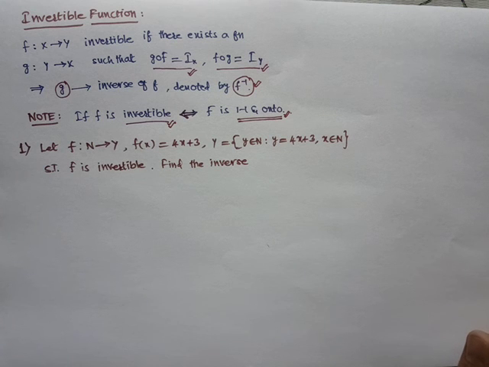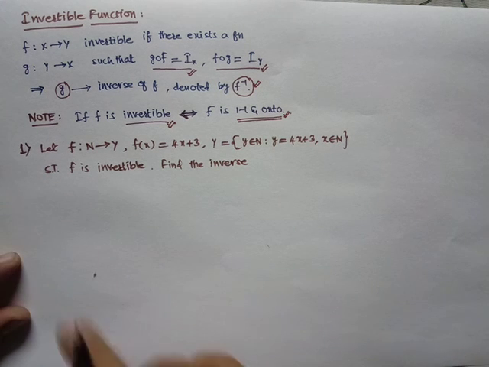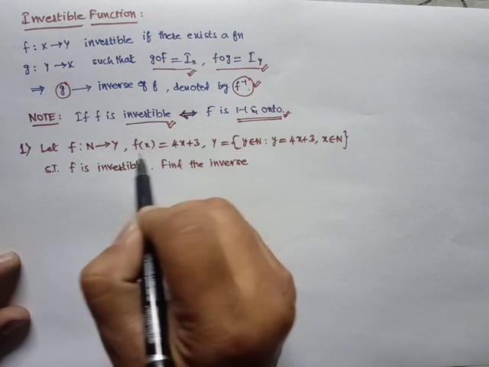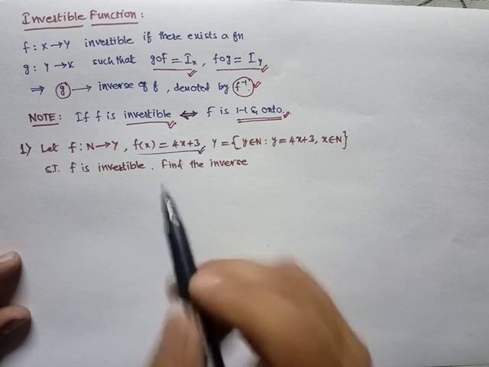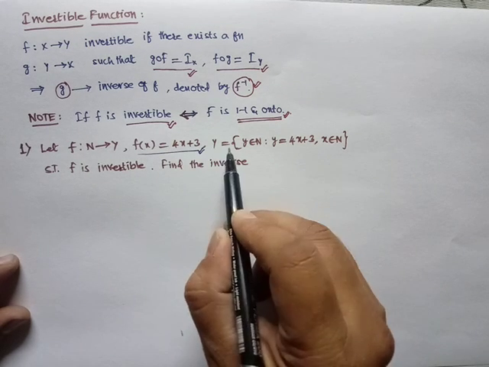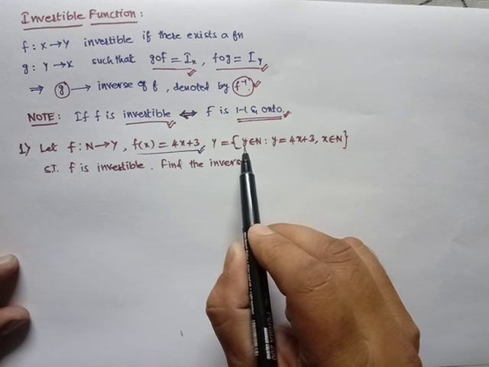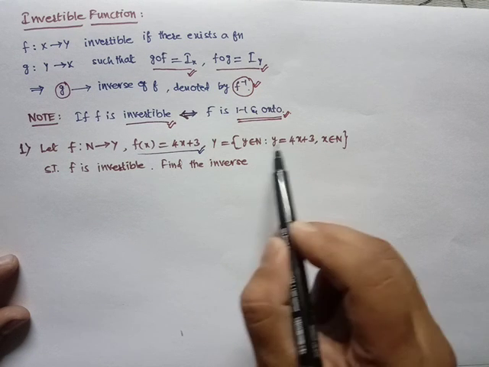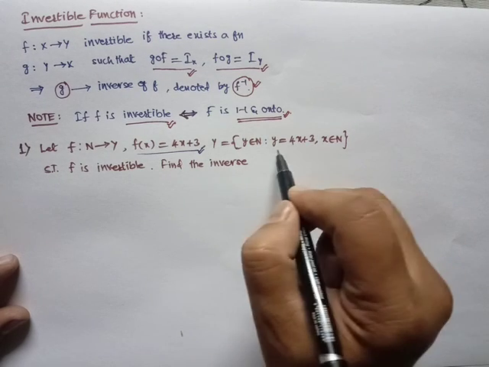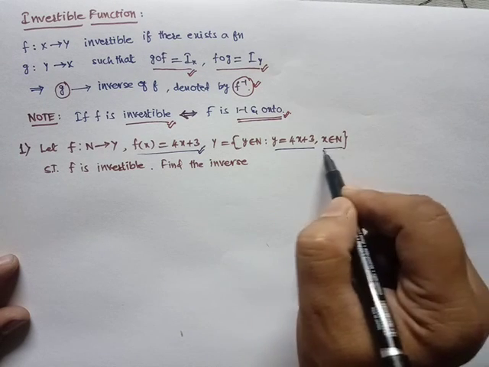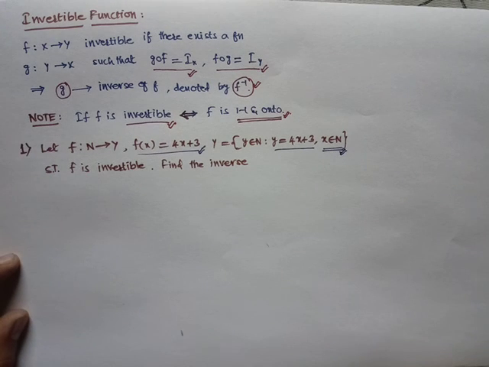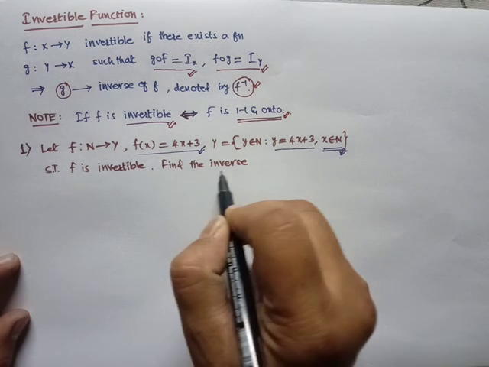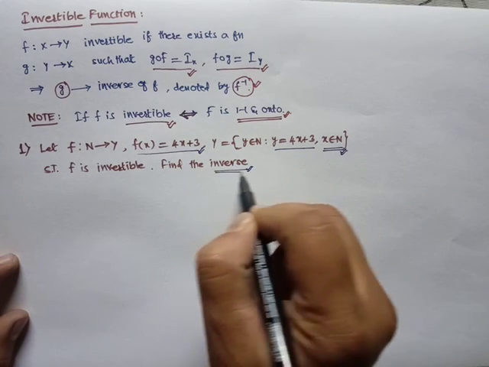One question is given here. f is a mapping from natural numbers to y, and f of x is defined as 4x plus 3. Y is a set such that y belongs to natural numbers, y equals 4x plus 3 for some x belonging to natural numbers. Set y is defined in this manner. Show that f is an invertible function and find the inverse of f.